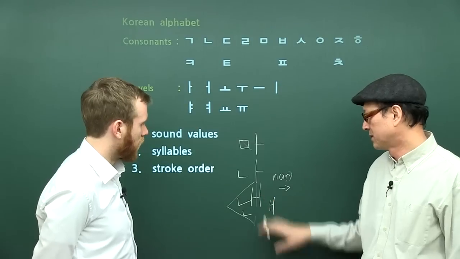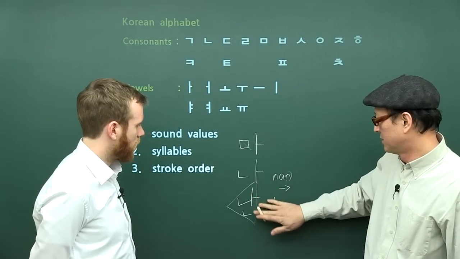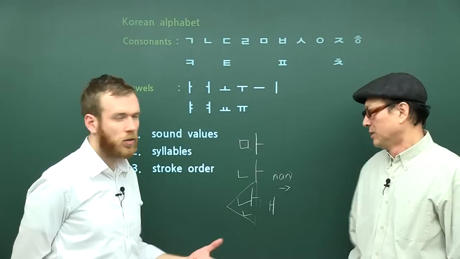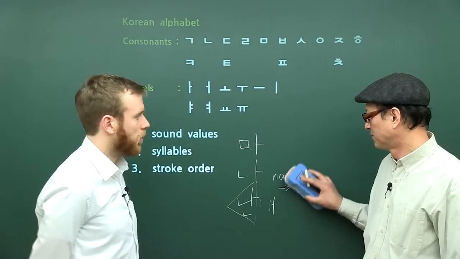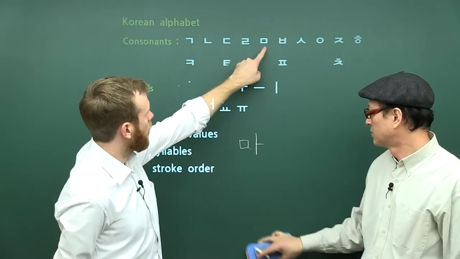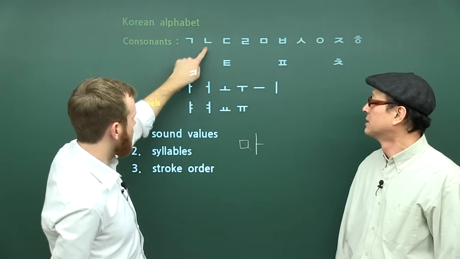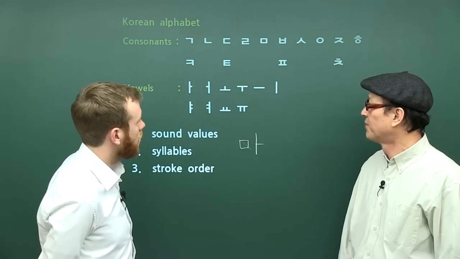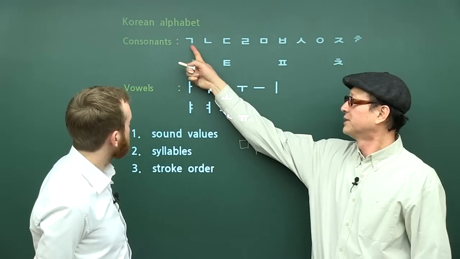But here, the consonant always goes down. So the consonant always goes under when it's following the vowel. So far we have looked at again the M sound and the N sound. So we have ma here, we had na below. Let's look at another consonant. Okay, let's do this one.